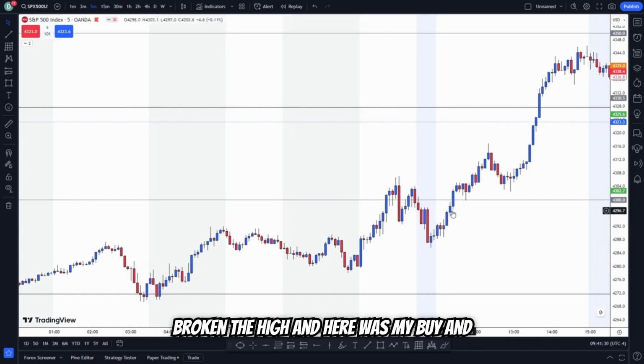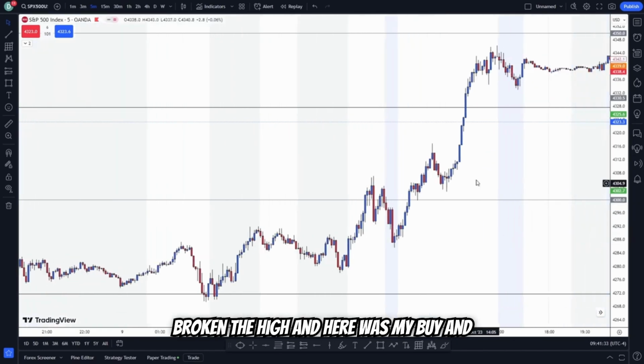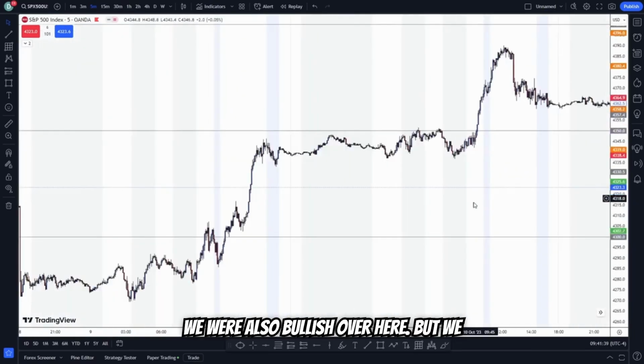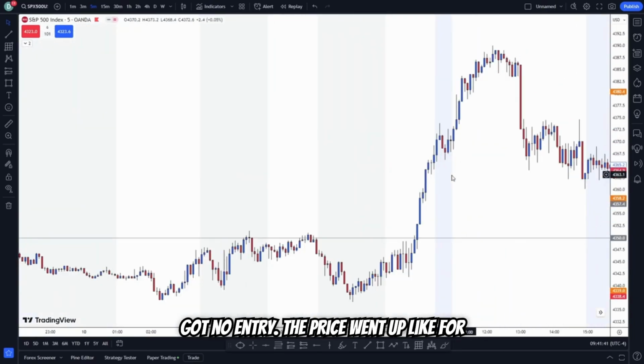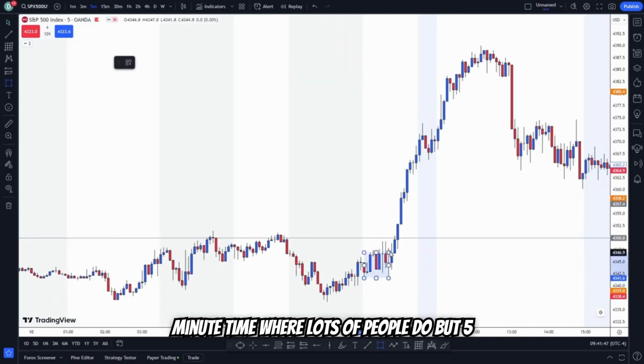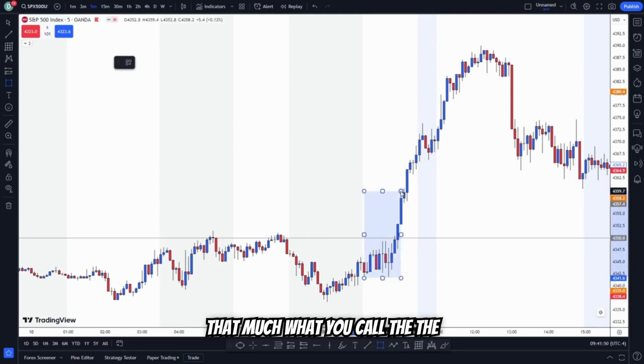So now we can see that it has broken the high, and here was my buy. And on the next day we were also bullish over here, but we got no entry. The price went up. For example, you could have got an entry on the 1 minute time frame. Lots of people do, but 5 minute is a little bit clearer, and it's not that much of a distraction.